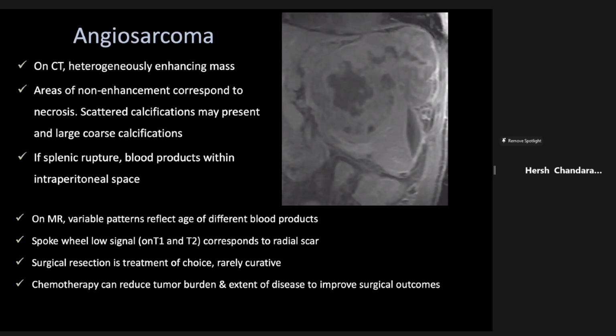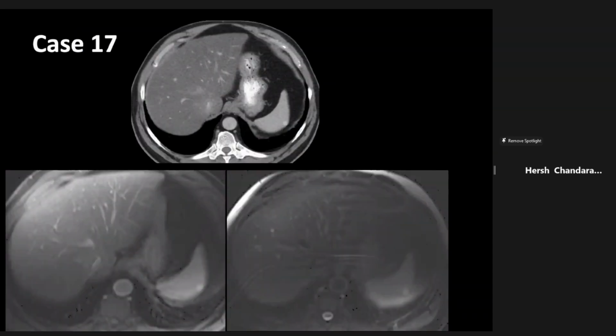And this is again an angiosarcoma. You characterize it, or you think about it, when you see a large heterogeneously enhancing mass. There can be some blood products, as I said in an earlier slide, that can also contain iron and hemosiderin. They are also characterized by what's called a spoke wheel appearance. So this is a large heterogeneously enhancing mass in the spleen.